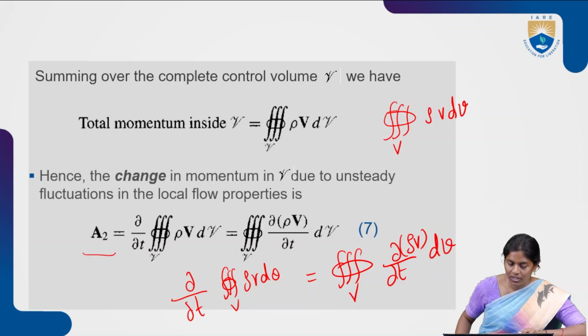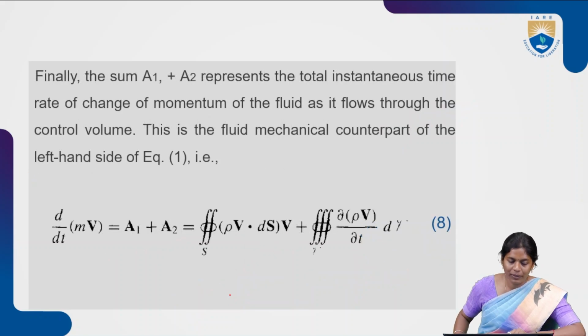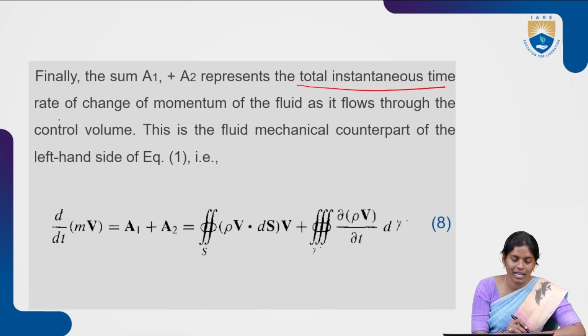So now what do we have? We have the one term where there is no unsteadiness in the flow, where we got the rate of change of momentum. Next, due to the fluctuation or unsteadiness effect, we are finding the change in momentum. That is nothing but this. By combining these two, we have the total instantaneous time rate of change of momentum of the fluid as it flows through the control volume.